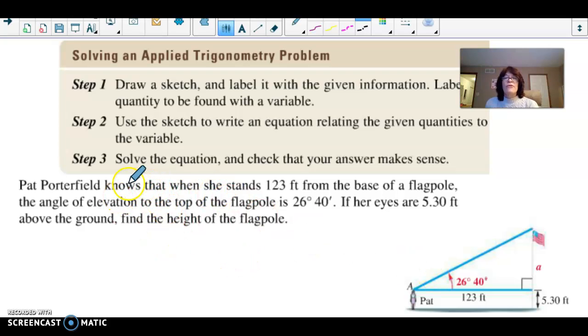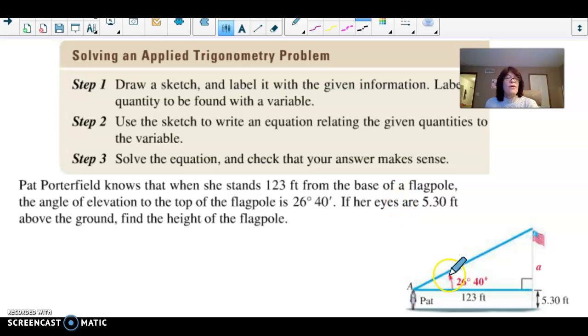So I drew this. Pat Porterfield knows that when she stands 123 feet from the base of a flagpole, the angle of elevation to the top is 26 degrees 40 minutes. Her eyes are 5.3 feet above the ground. She knows how tall she is, but she took the measurement from her eyes. We want to know the height of the flagpole. So I drew that: I'm 123 feet back, and here's my angle of elevation.